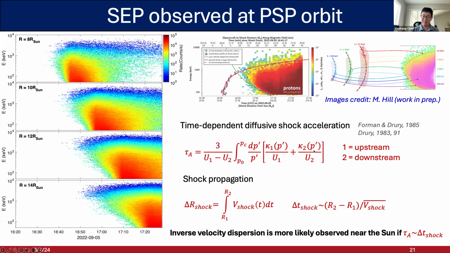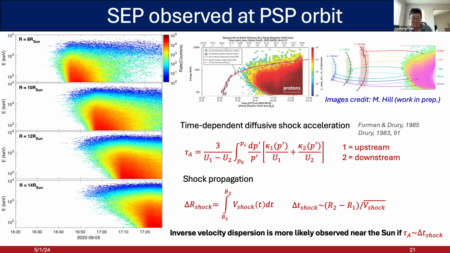It basically depends on the general conditions. I would say if the compression ratio is large, close to 4, it is likely to be accelerated to 100 MeV very close to the Sun, within several solar radii. Okay, this is cool.